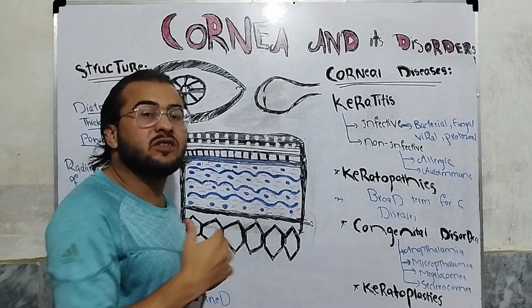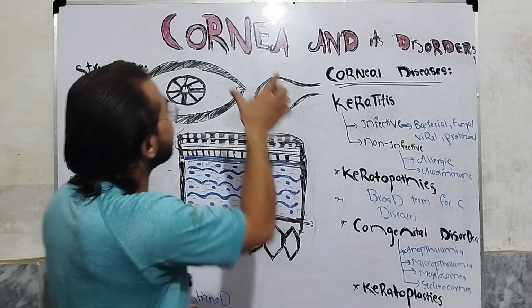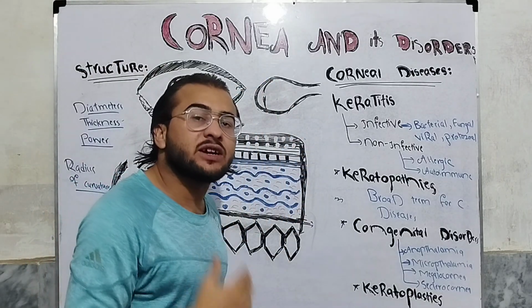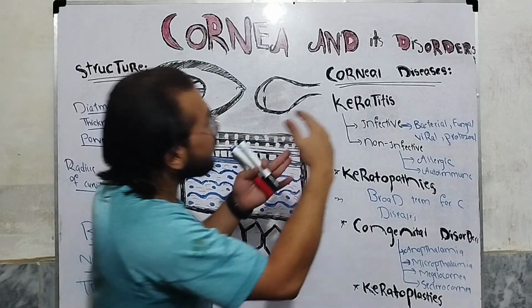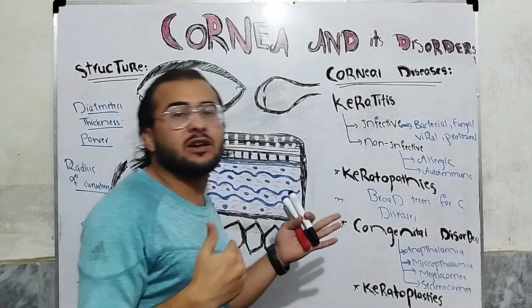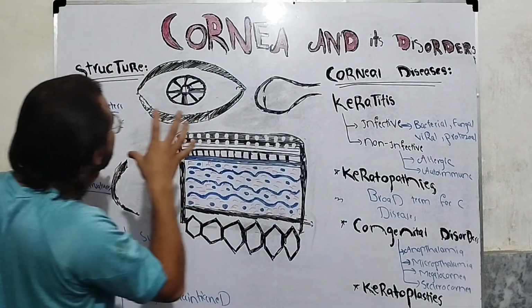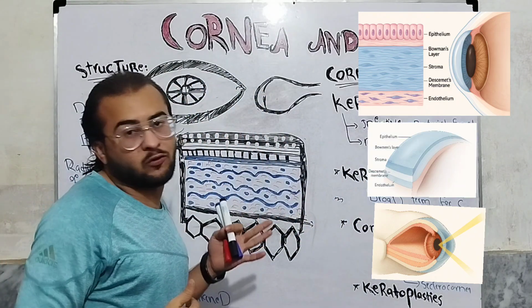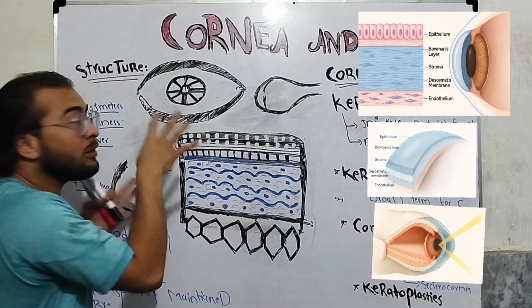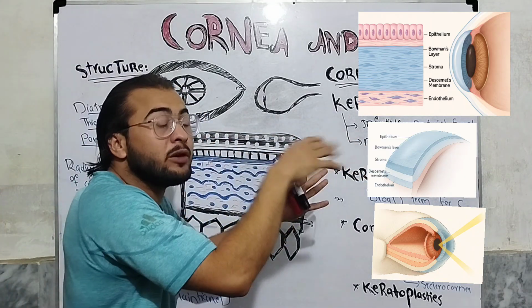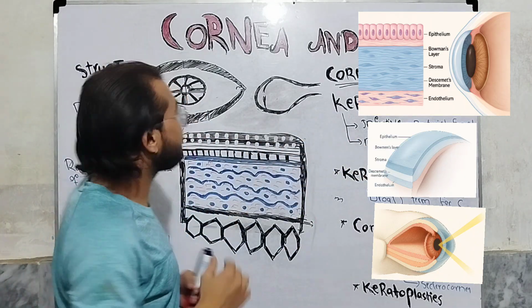As we have started the series of eye, now we have reached the chapter cornea and its different disorders. Before understanding different disorders of the cornea, we should have the basic knowledge of the structure of cornea. So first we will discuss the structure and then we will move on to the disorders.